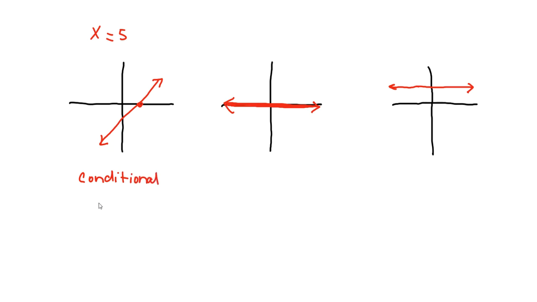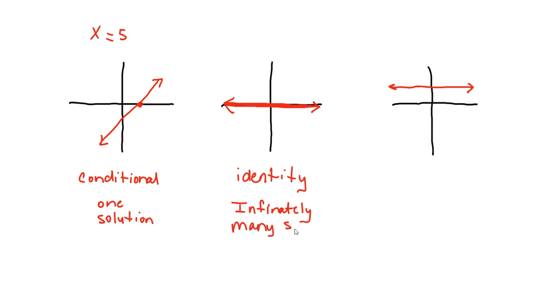So if it looks like this, this is a conditional equation, and it has one solution. This would be considered an identity, and it has infinitely many solutions. And then this last one would be considered an inconsistent equation, and it has no solution.